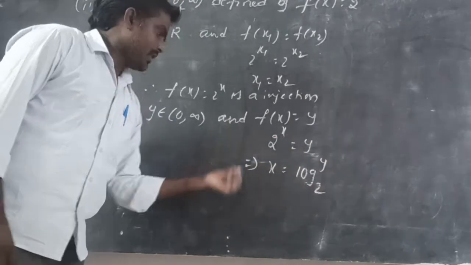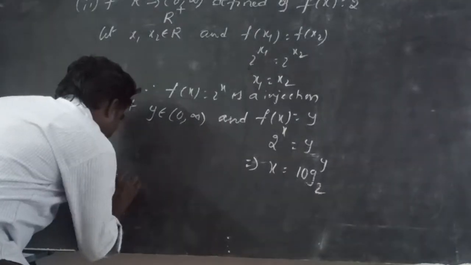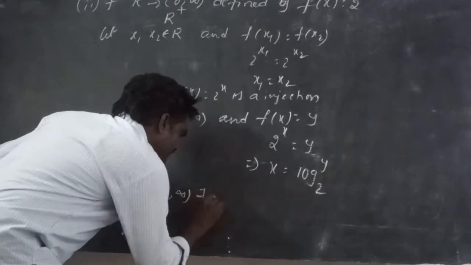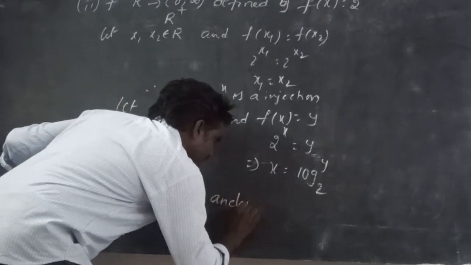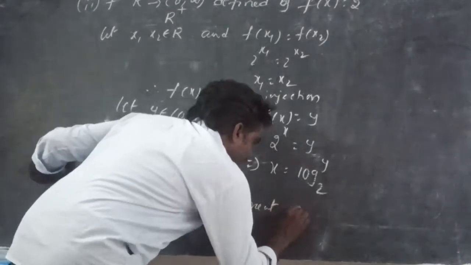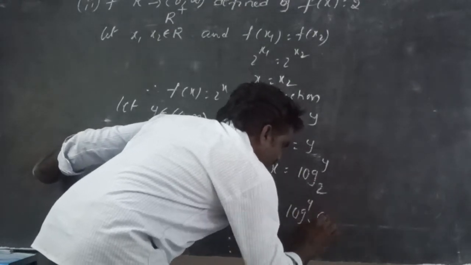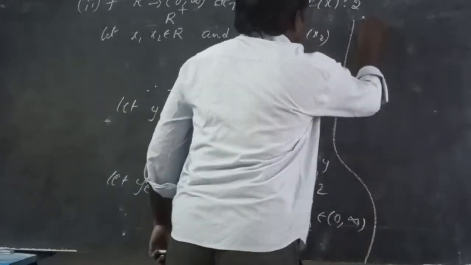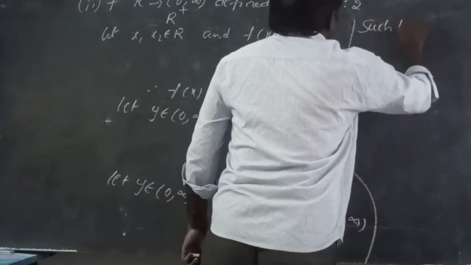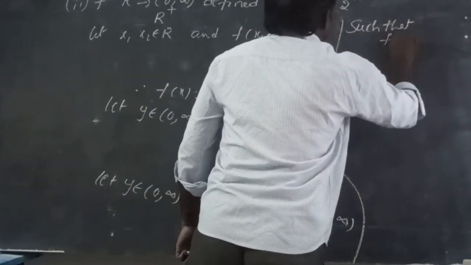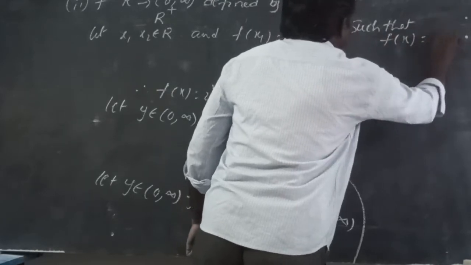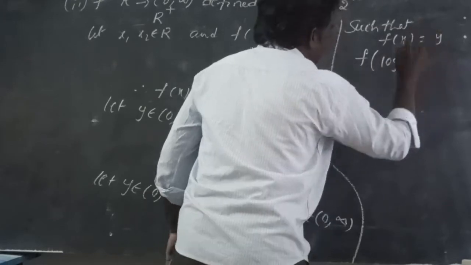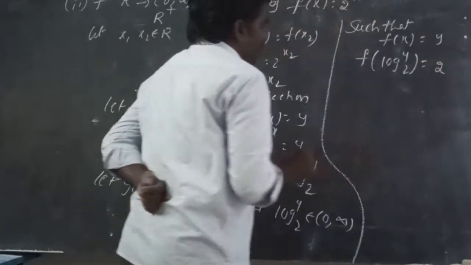Now here, let y belongs to 0 to infinity. There exists an element log y base 2 which also belongs to 0 to infinity such that f of x is equal to y, which we want to prove. So that is f of log y base 2 is equal to 2 power. So what is the f of x?